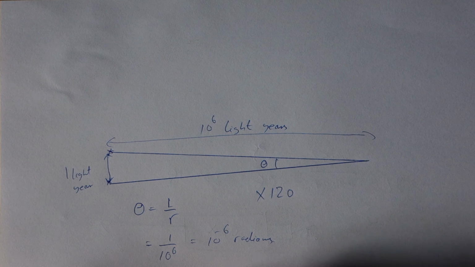So what angle would the astronomer see? Well, they would just do 10 to the minus 6 times 120, which is 1.2 times 10 to the minus 4 radians. I hope you found that helpful.